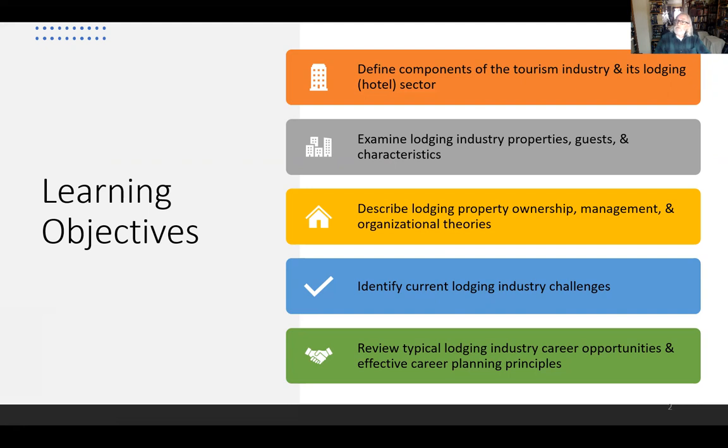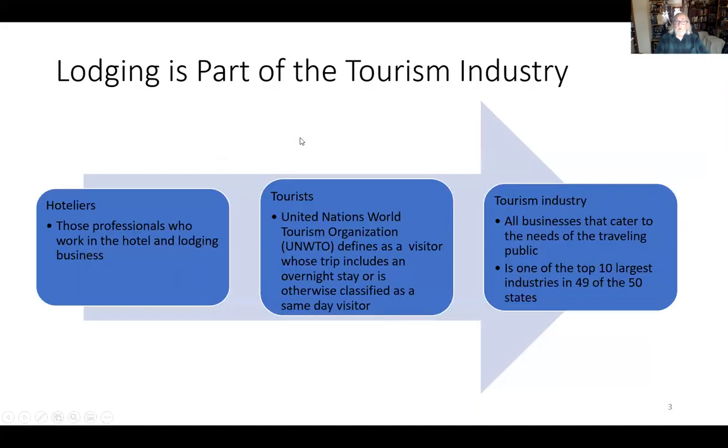And we'll also briefly end with career opportunities and so forth, and how you can plan for a career in the hotel industry. Well, the first thing to talk about really is that lodging is part of the tourism industry.